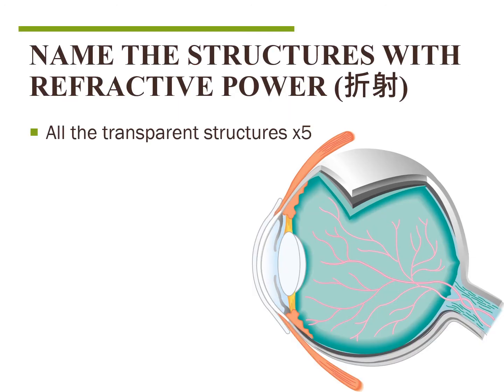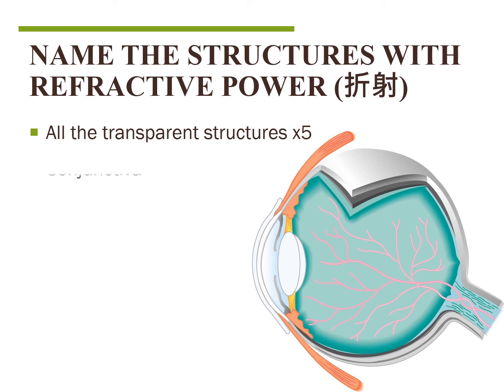That's it for all the structures and functions inside the eye. Now can you answer the question for me? Name the structures with refractive power. That means they are able to do refraction. It should be the structures which are totally transparent, no color. I'll give you 5 seconds to think. There should be 5 answers.